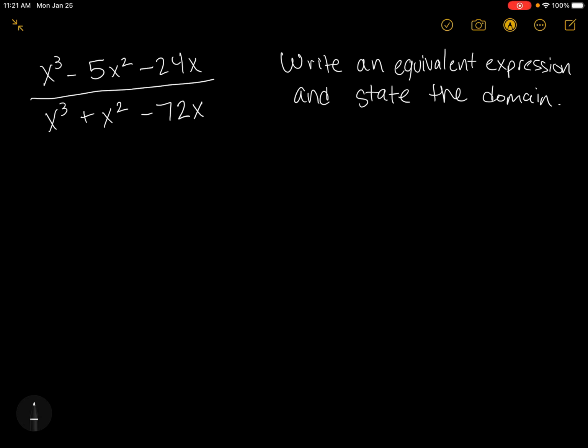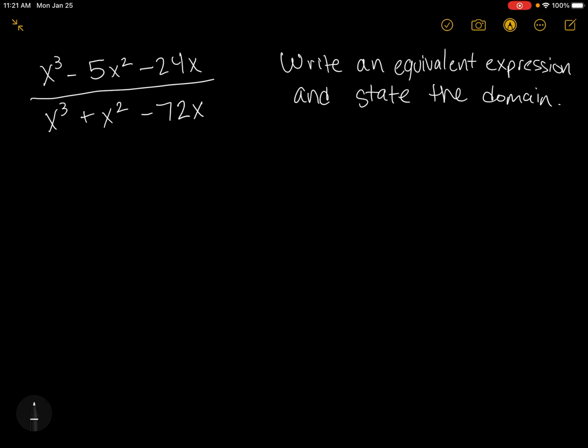All right, so here we have the rational expression x to the third power minus 5x squared minus 24x over x to the third plus x squared minus 72x. And it tells us to write an equivalent expression and state the domain. So first, when we're writing an equivalent expression, it's the same thing as simplifying. So you might see the instructions as either write an equivalent expression or as simplify the following rational expression.